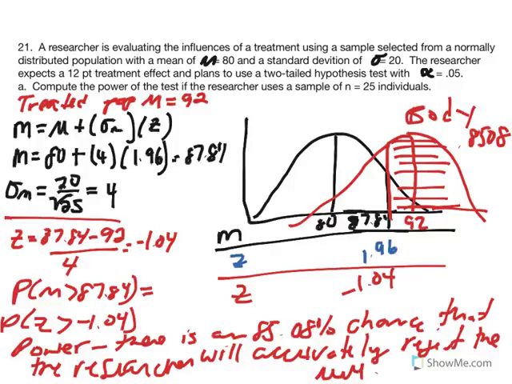And again, we see the influence of n, right, increasing sample size increases the power, which should make sense because larger samples produce values that are more reflective of the population mean. So it should make sense that increasing sample size would also increase power, as we saw in this particular example.